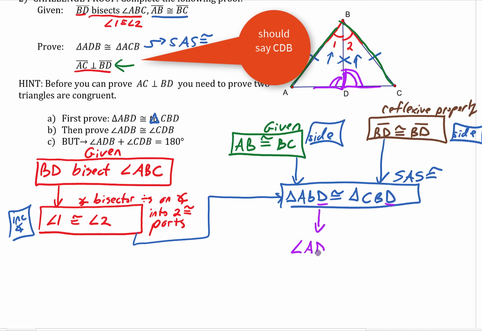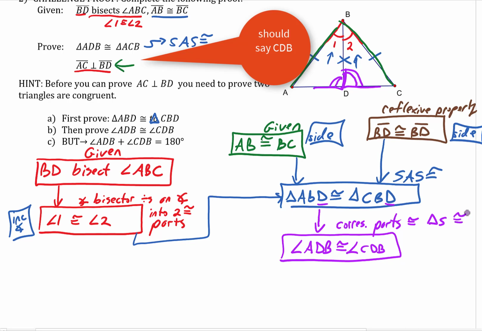Angle ADB is congruent to angle CDB. Let me rewrite that a little neater. Okay, why is that true? Well, these triangles are now congruent, and we need to know that corresponding parts of congruent triangles are congruent. Now that's good. Okay, but how am I going to prove that these are actually right angles? Well, we have to do something that has nothing to do with the triangles. Let's look at this line right here and this angle. You see, these two angles at the end are congruent. But what else? What other property do they share?